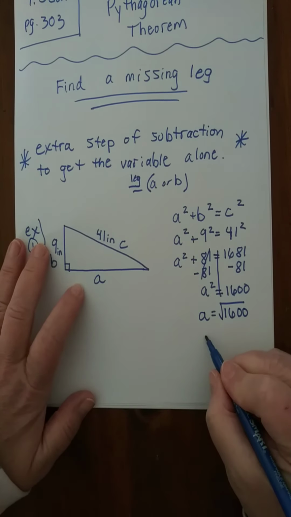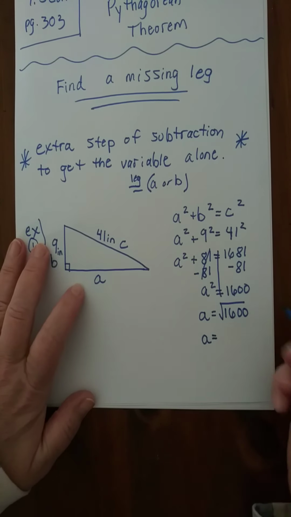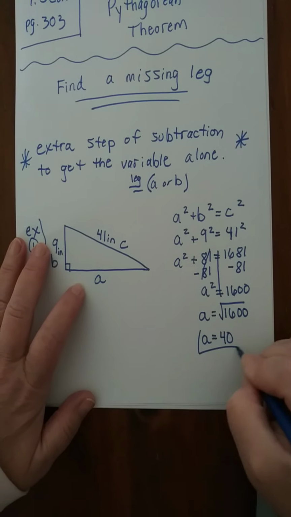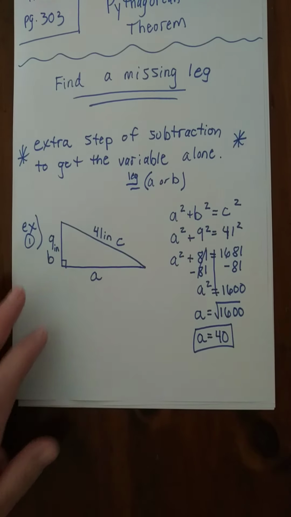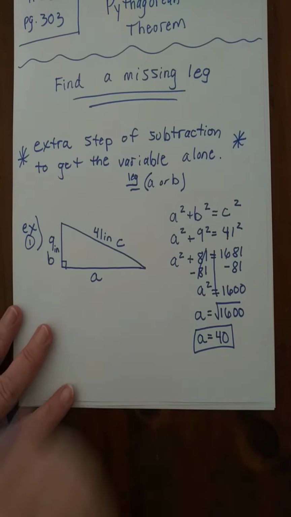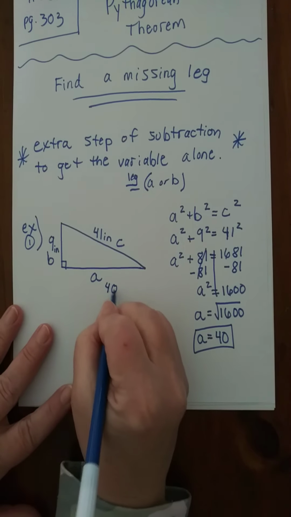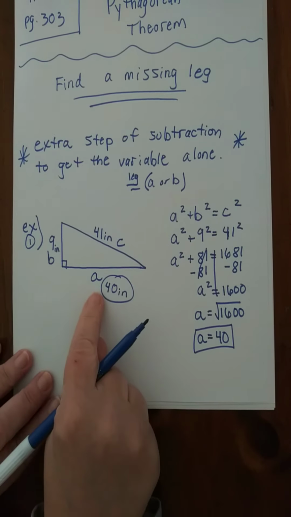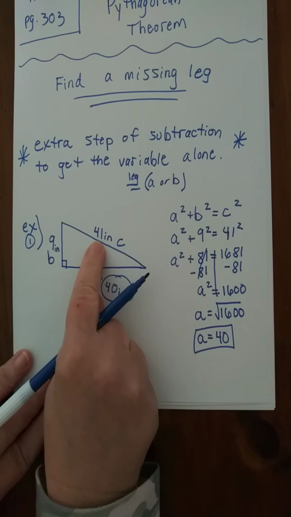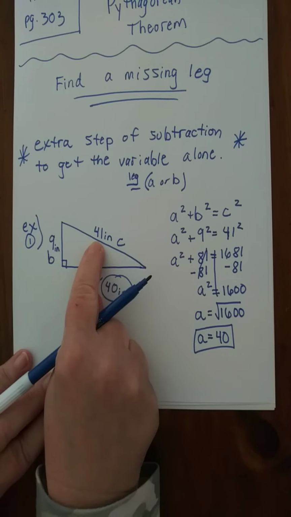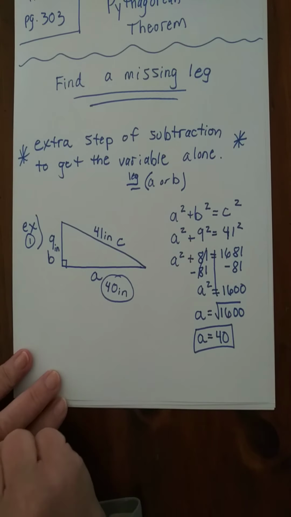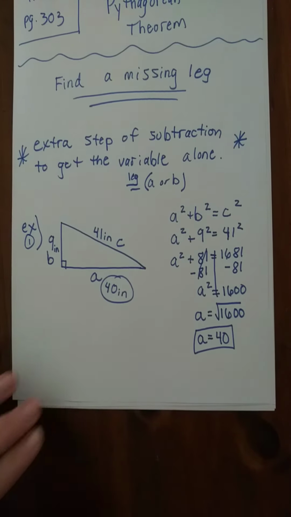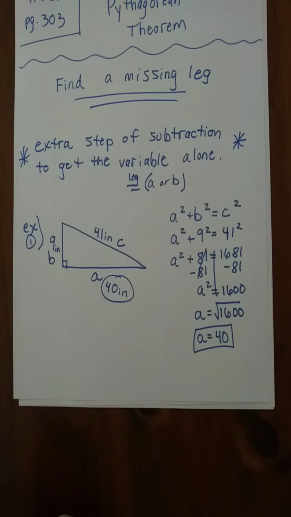And go ahead and do that using your calculator. Hopefully you find out that A is 40. That's our final answer, okay? And when you put it back into the picture, 40 inches, it's a sensible choice because you can see that the hypotenuse is still the longest. Always check for that. That hypotenuse has to be the longest. And these two are a little shorter, but yet 40 kind of fits in there, okay?